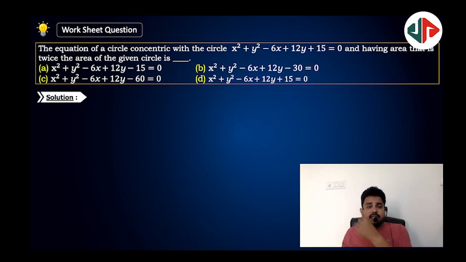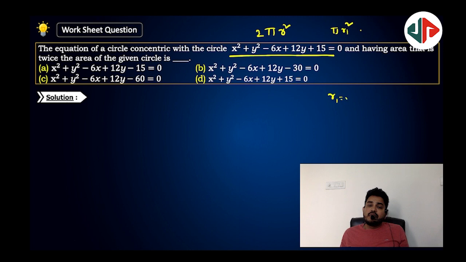The equation of the circle concentric with the given circle and having an area twice the area of the given circle. So what is this one? This area is pi r square. I need the same circle, but the area is twice. So this is pi r1 square, equal to 2 pi r square. So r1 is equal to root 2 r.